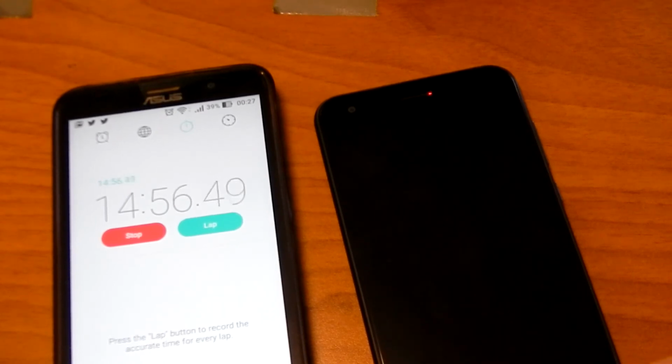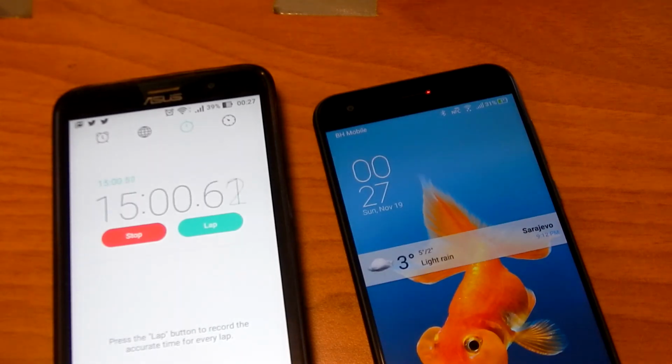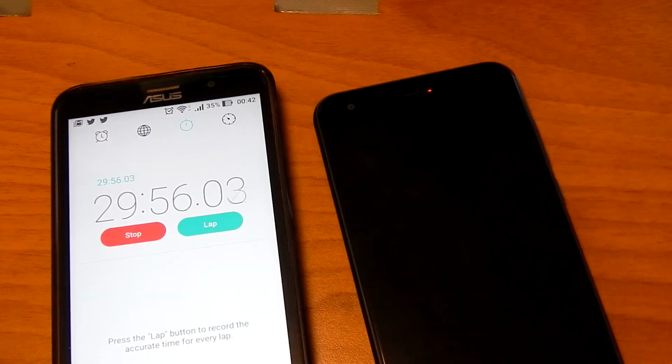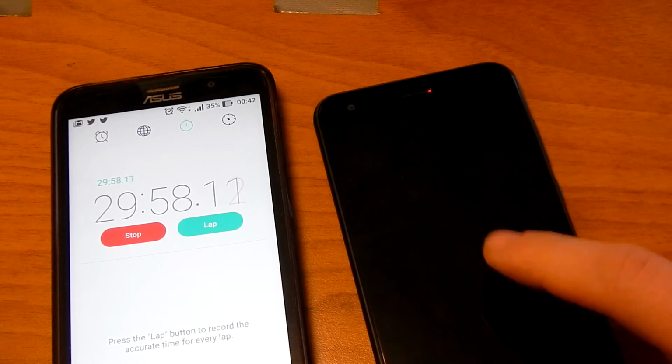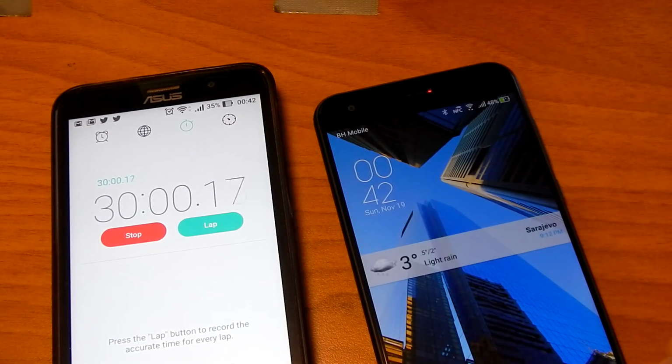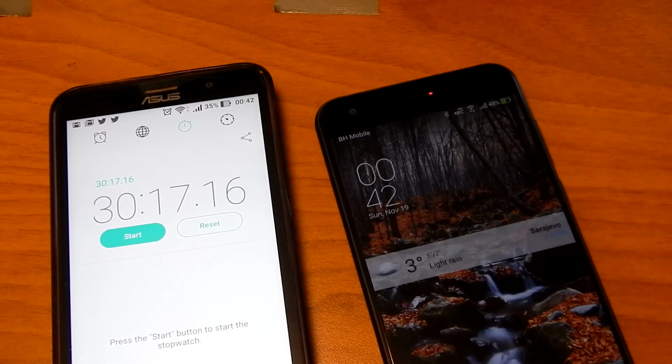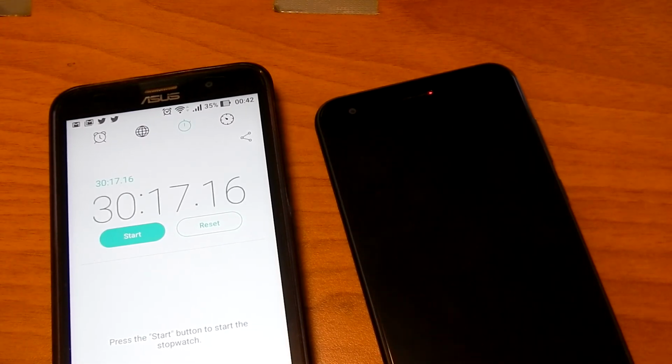We are now at 15 minutes and 31%. 30 minutes passed, battery is at 48%. So it's faster charging without the power meter. 8% more.